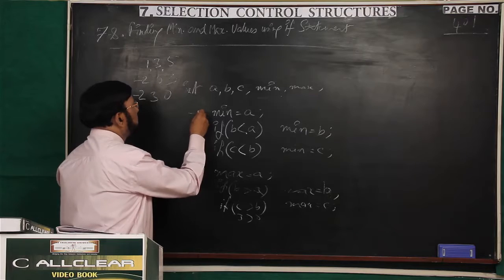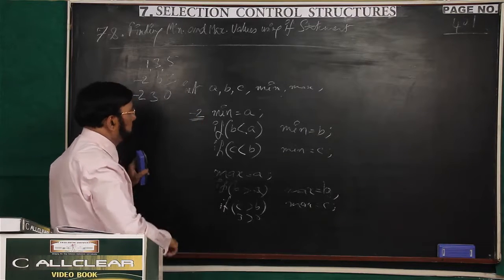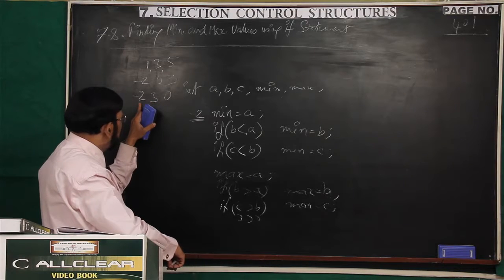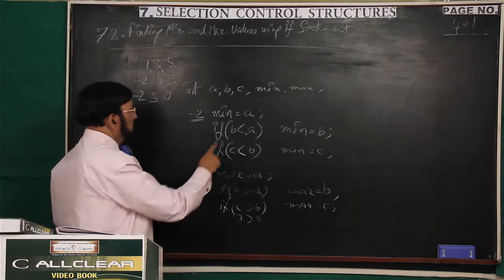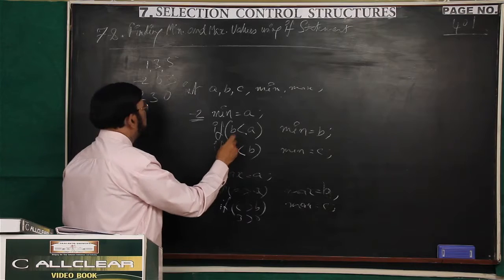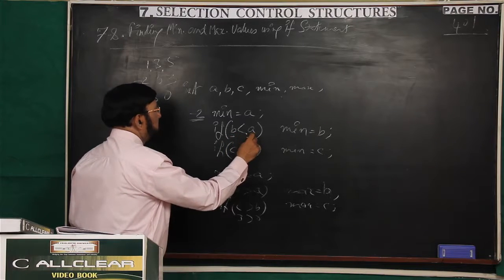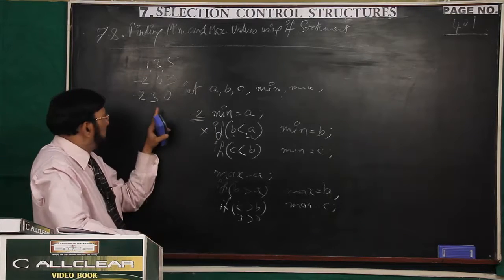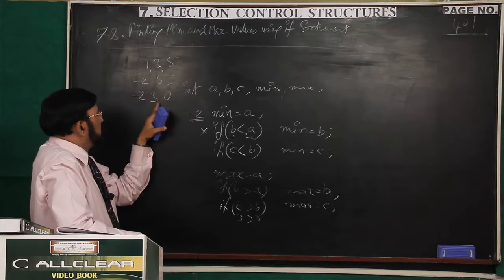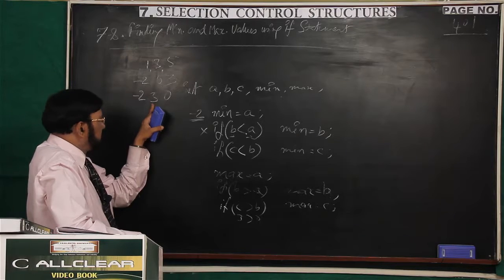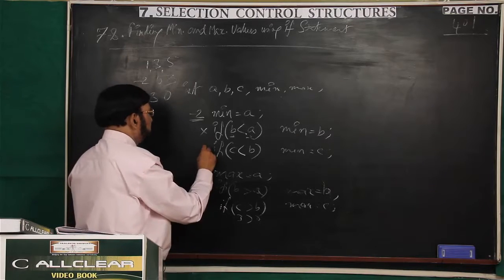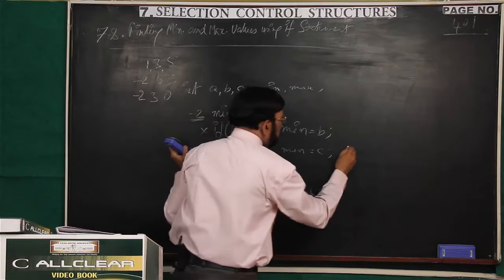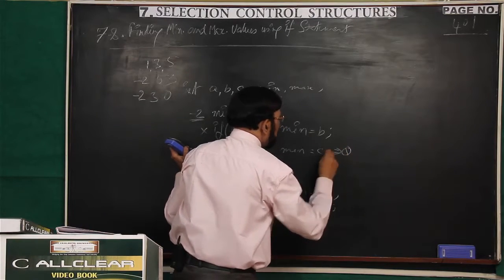Let us assume that minus 2, A, is minimum. Okay, it's fine. Next, is B less than A? B is 3, so is 3 less than minus 2? That is wrong, so this is simply ignored. Next, is C less than B? This is true. So what is the minimum now? 0 is minimum.